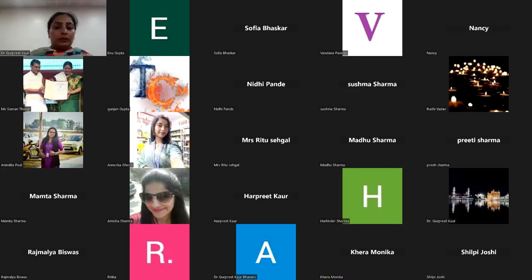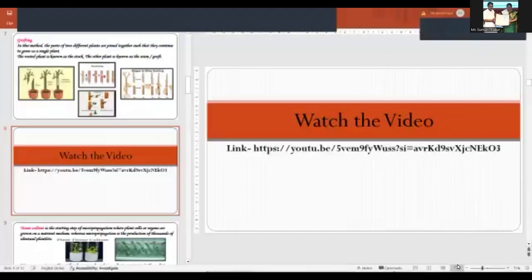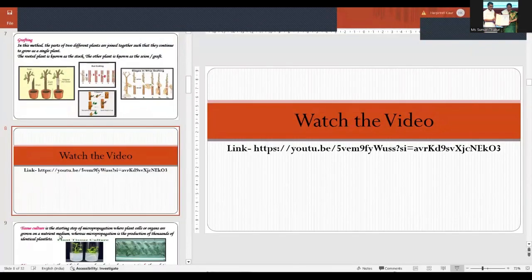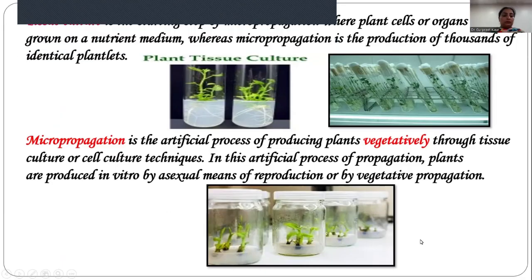Another method we can say is tissue culture. Tissue culture is a technique of micropropagation, where the plant cells or the organs are grown in a nutrient medium, where micropropagation is the production of thousands of identical plants.